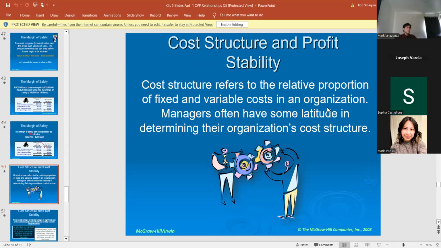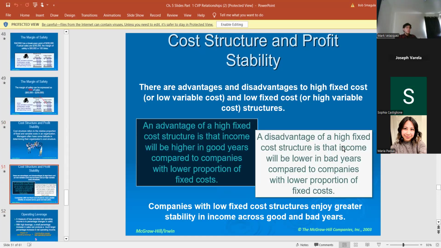Cost structure is the relative proportion of fixed and variable cost. Managers often have some latitude in determining their organization's cost structure. They might have the ability to hire an employee at a higher salary, perhaps, something like that. I'm not going to get into this too much. They talk about the advantages and disadvantages of a high fixed cost or low variable cost environment.